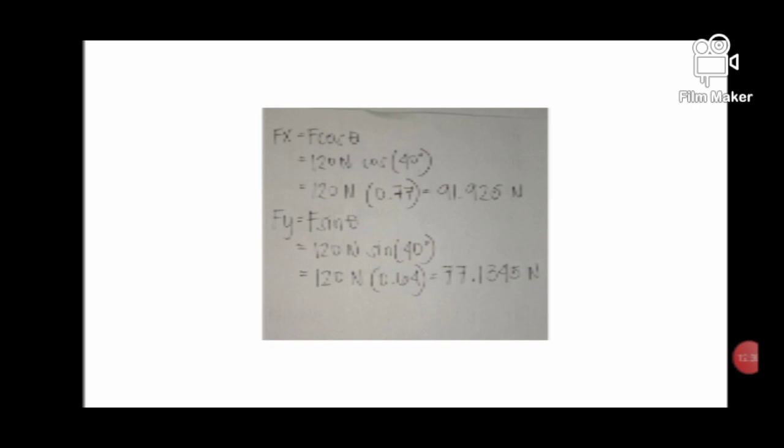91.925 newtons. And for fy, 120 newtons times sine 40 degrees, which should be 0.64, and we multiply it by 120 newtons, and the answer should be 77.1345 newtons.